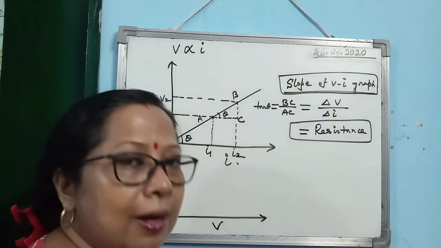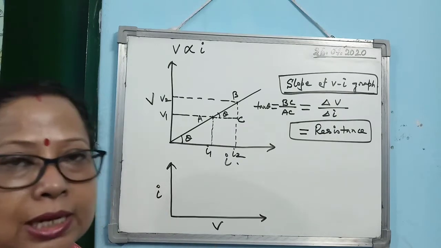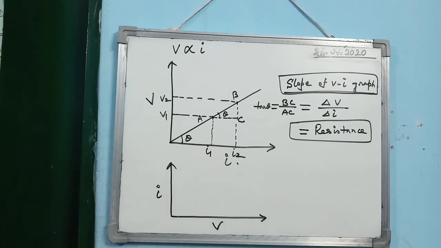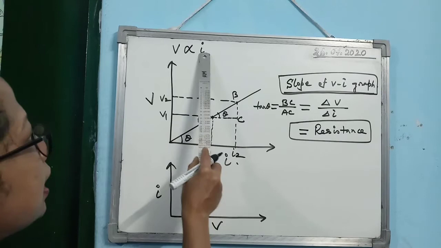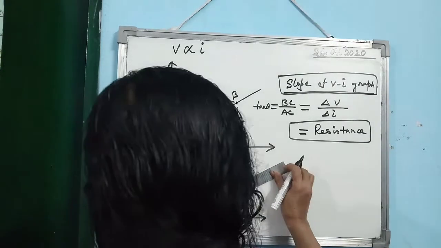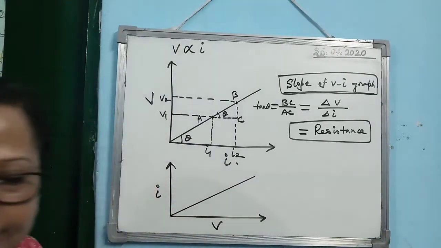Why? Because V is the independent one. Current depends on the potential difference. Alright. So if you plot it, then V proportional to I means reversely you can also say I proportional to V. So you see I versus V graph, it will also be a straight line passing through the origin.